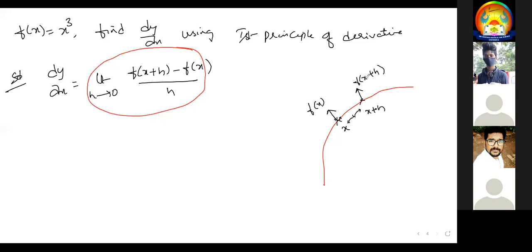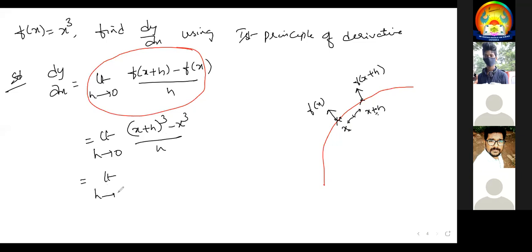That only I wrote: f of x plus h minus f of x by h, the subtraction of both. See, f of x is equal to x cube, they gave. If I say f of y, you have to write y cube. If I say f of x plus h, you have to write x plus h whole cube. Like that, you have to write. So that is equal to limit h tends to 0, x plus h whole cube minus x cube by h.